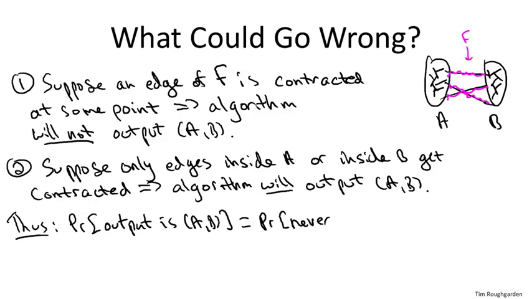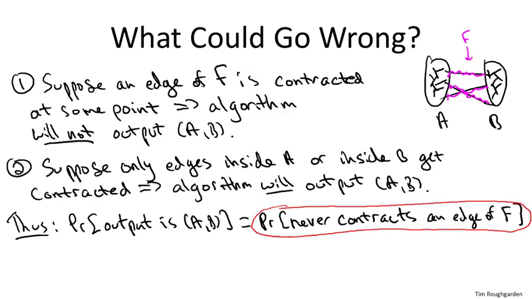So this is what we're going to be interested in here. This will be the object of our mathematical analysis: the probability that in all of the n-2 iterations we never contract an edge of capital F. So to think about that, let's think about each iteration in isolation and actually define some events describing that. For an iteration i, let S_i denote the event that we screw up in iteration i.